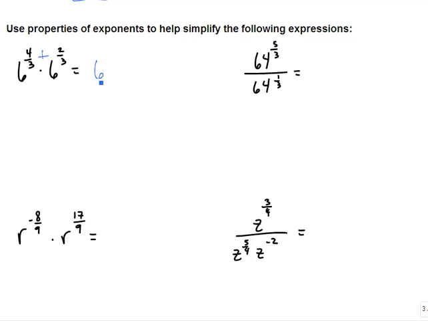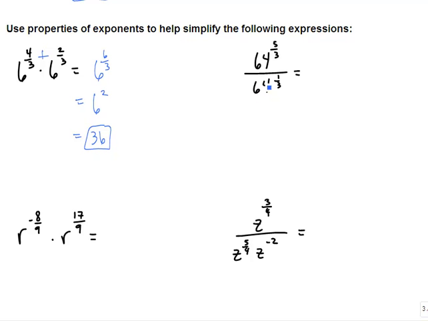So the base is going to stay 6, and 4/3 plus 2/3 becomes 6/3. 6/3 can be reduced to 2, and 6 squared we know is just 36. So it's much easier to work with those fractions, simplify to get our final answer. Same idea on the next one.